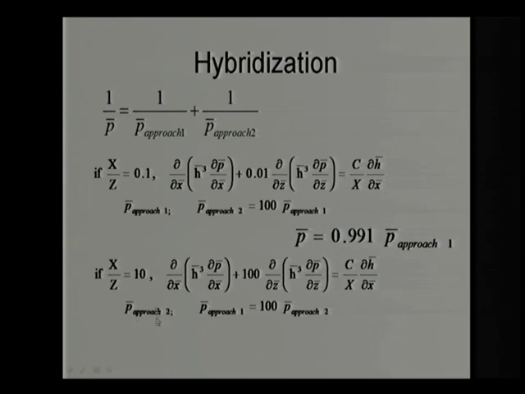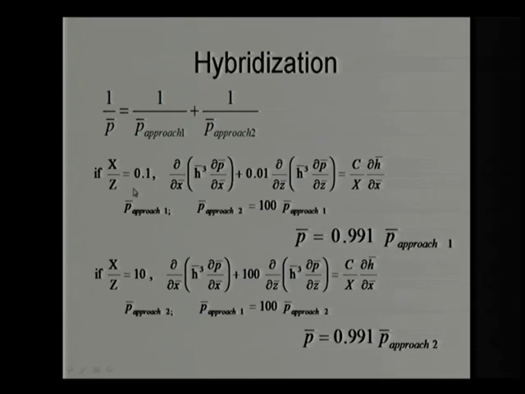Now, we can substitute the value in the hybrid approach expression and obtain the pressure profile in terms of the pressure obtained by approach 2. Again the same thing comes: the non-dimensional pressure obtained by hybridization will be 99.1% of the pressure obtained by approach 2. And we know in this case approach 1 is reasonably correct, and in this case approach 2 is reasonably correct.